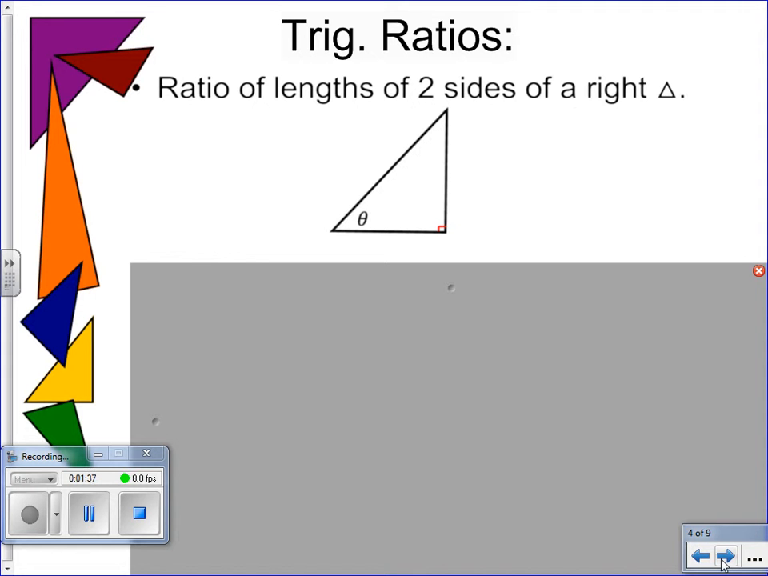I have a right triangle drawn here. And in one of the acute angles, one of the angles that are less than 90 degrees, I have the angle labeled with a Greek letter, and that letter is theta. I'll write on the board, and you might want to write this in the margins of your paper.